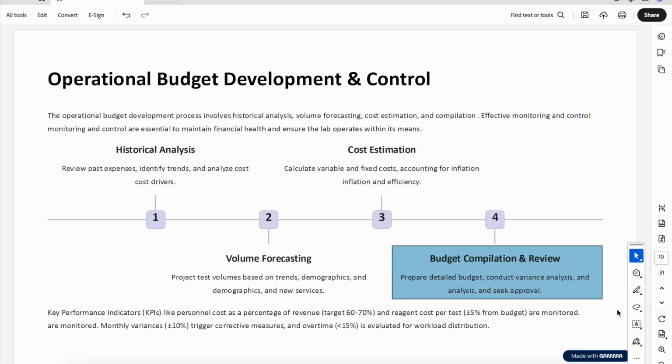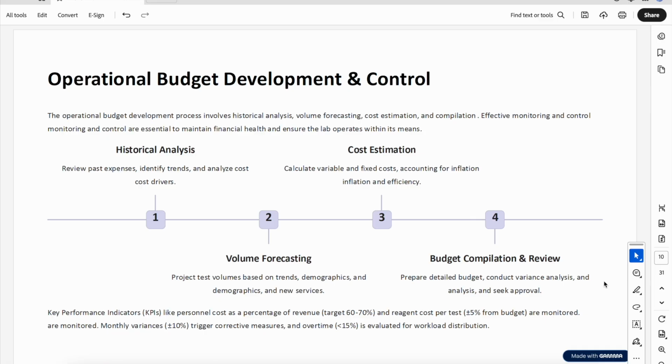Step 4, budget compilation and review. Prepare the detailed budget, conduct variance analysis against previous years, and seek approval from hospital administration. This step often involves negotiations and justifications for proposed expenditures.